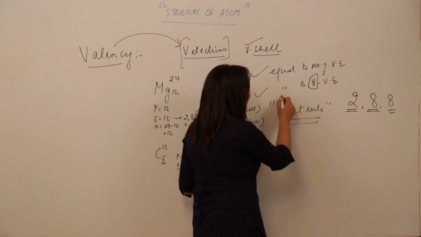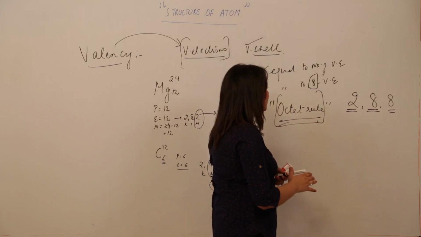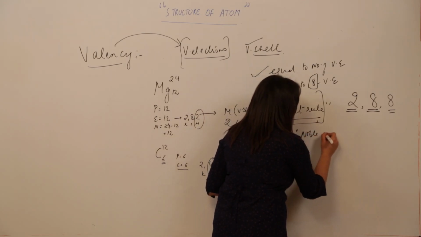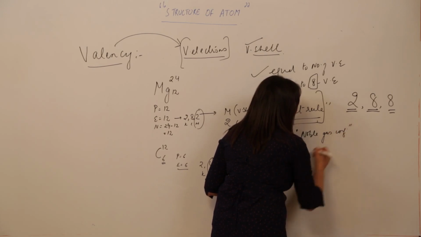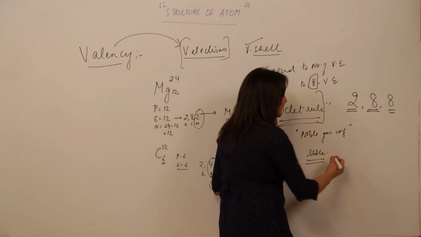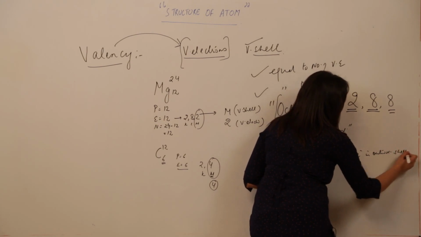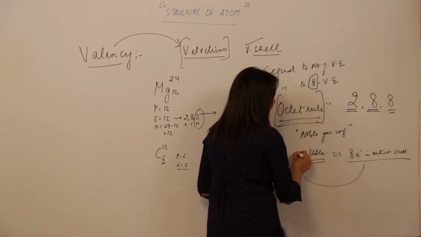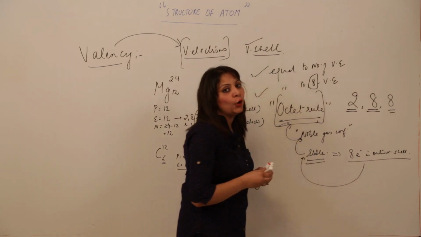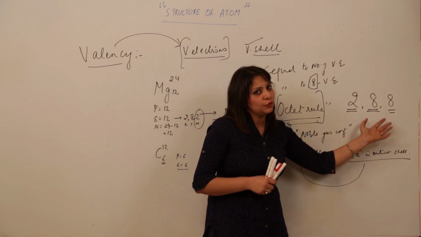So according to the octet rule, what does it state? It states that any element needs to attain the noble gas configuration. Noble gas configuration means the stable configuration. Now what does stable configuration mean? It means having 8 electrons in the outermost shell. To attain stable configuration means to attain noble configuration, means to complete an octet. So any element needs to have 8 electrons in its outermost shell.